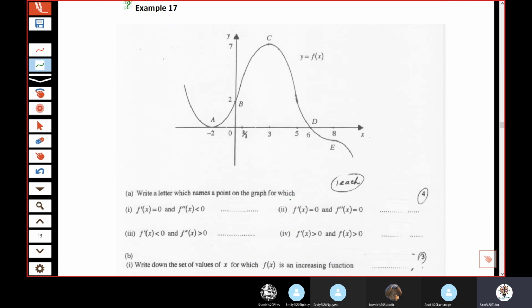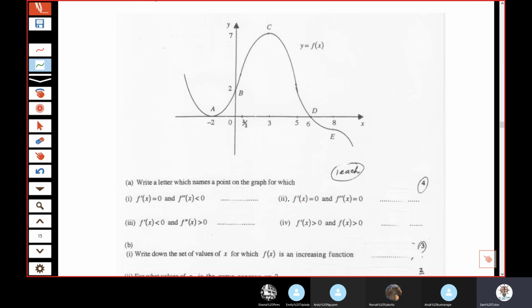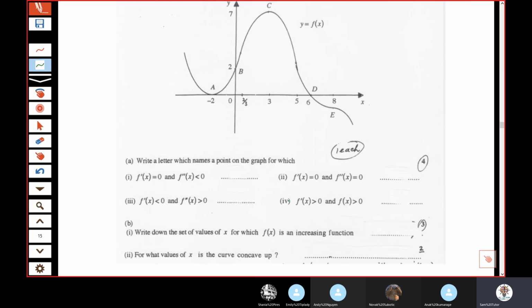I might just leave you with this one for a few minutes again. Just have a think. Don't overcomplicate it, but put down things like stationary point, or increasing, decreasing, whatever. Next page. Think of it.